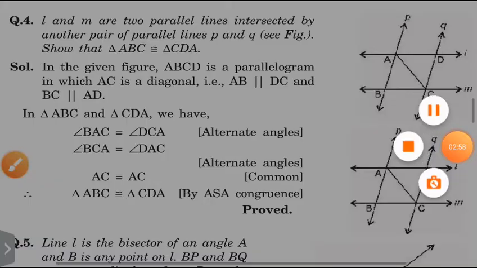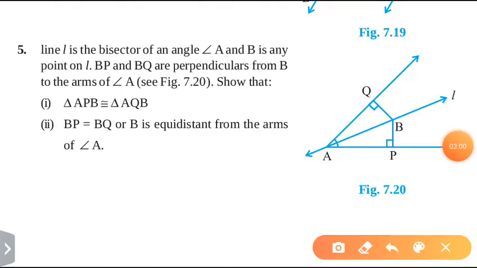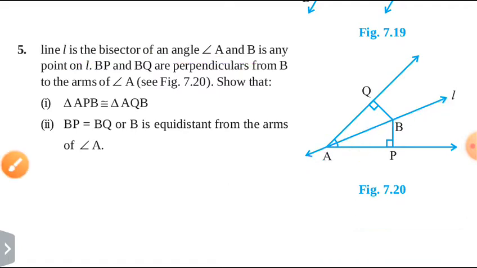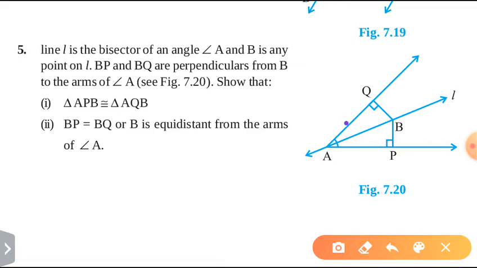Now move to the next question. See question number 5. You can see that the line l is the bisector of angle A. That means this angle is equal to this angle. How can you read these two angles? The first angle is QAB, this one, and this is PAB, the lower angle.